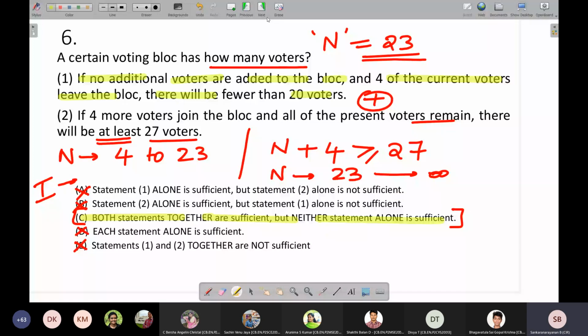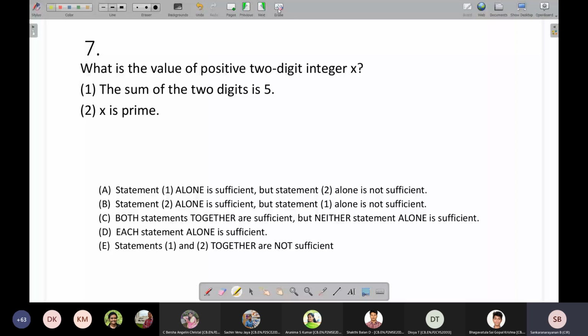What is the value of positive 2-digit integer x? This is the question. The sum of the 2 digits is 5. So we are dealing with 2-digit integers here. The integers are given to be positive. What is the value associated with it? That is the question. So with the sum of the digits 5, you can consider the numbers. It could be 14, or 23, or 32, or 41, or 50 as well. So what is the value associated with the integer?